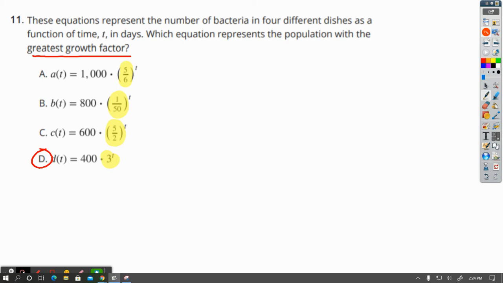If it were to ask you what the largest initial value is, we would look at the number that is by itself. So 1,000, 800, 600, and 400. So our largest initial value would have been option A.